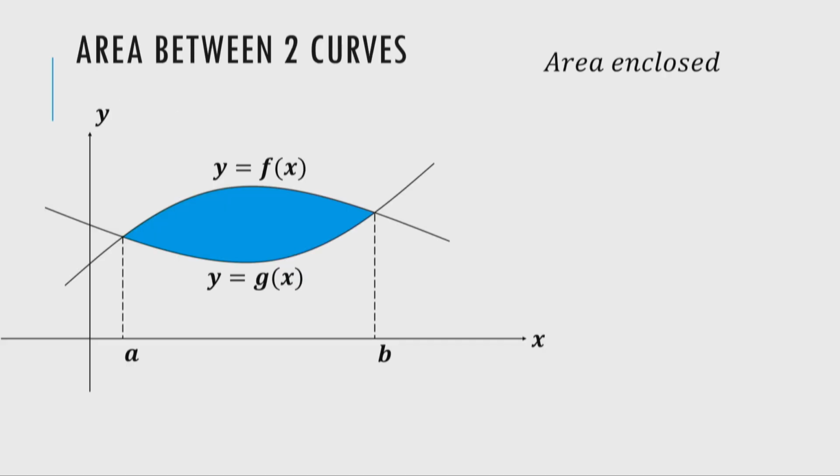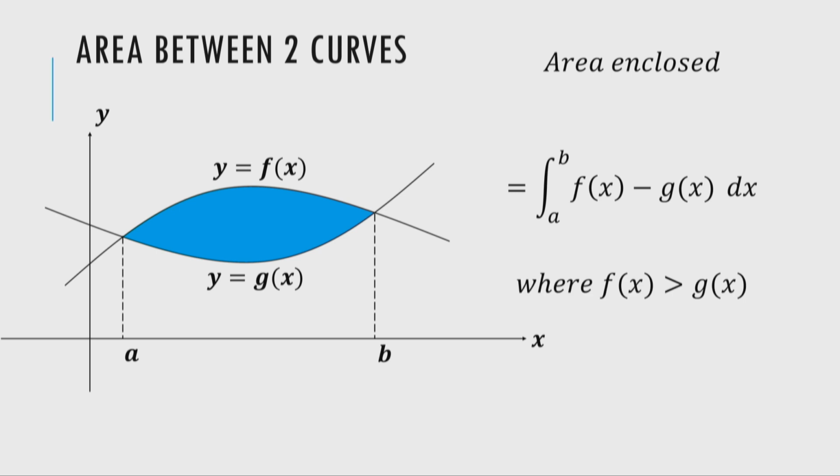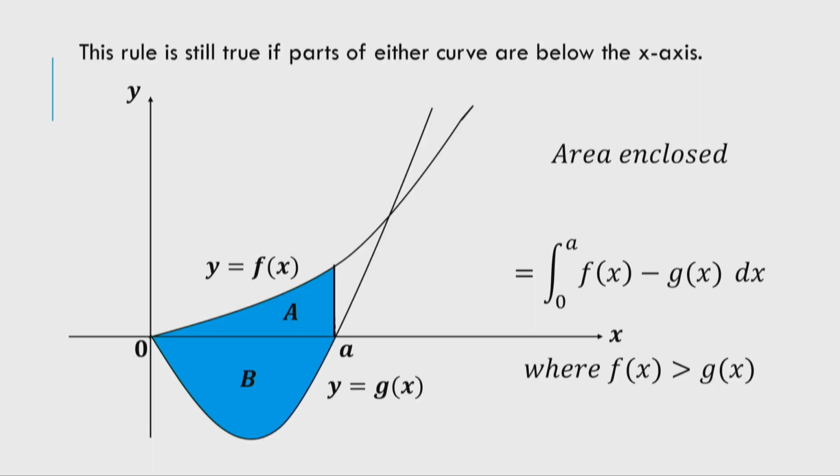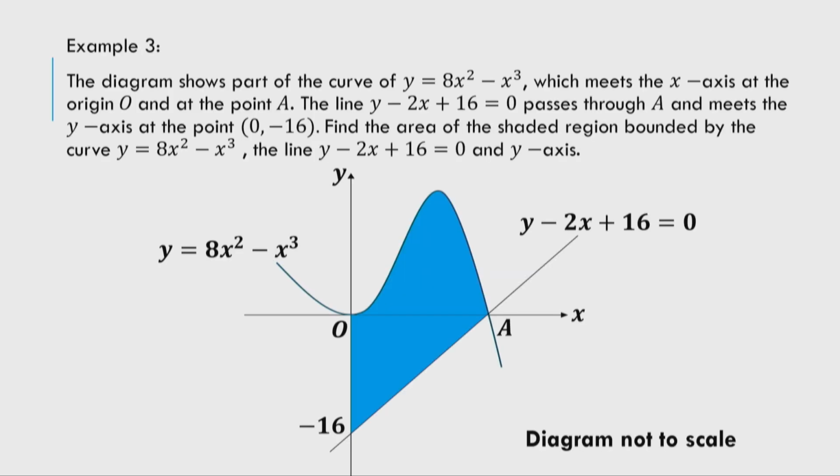Case 3. Area between two curves. To calculate the area enclosed here, we are going to integrate f of x minus g of x with respect to x from the limits a to b. Note that f of x is greater than g of x. Now, this rule is still true if parts of either curve are below the x-axis. To calculate the area enclosed, we are going to integrate f of x minus g of x with respect to x from limit 0 to a. Note that f of x is greater than g of x. Let's apply this rule to example 3.